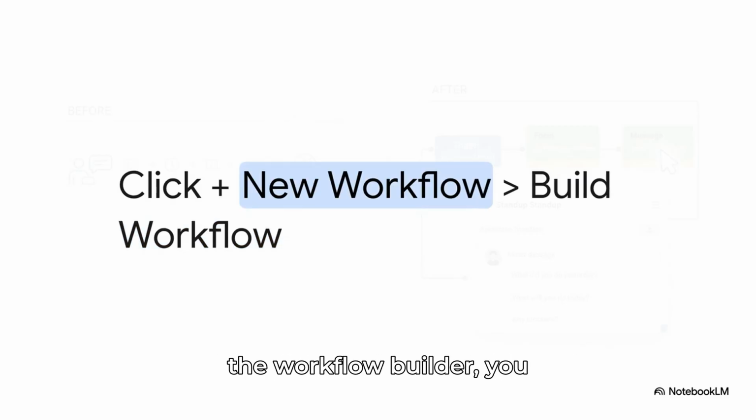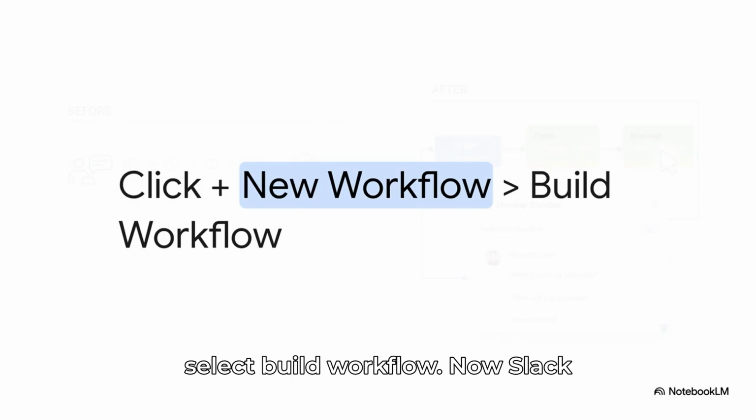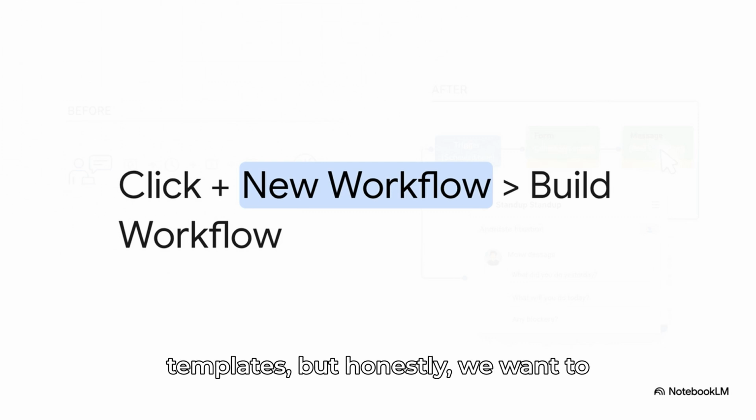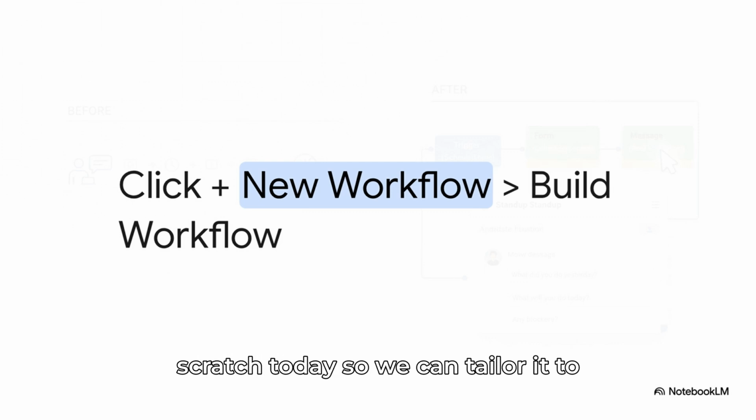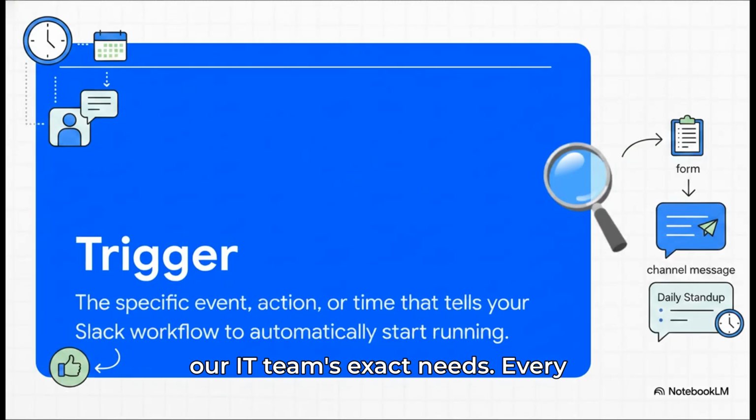Once you're in the Workflow Builder, you need to initiate the automation. Simply click plus New Workflow and select Build Workflow. Now, Slack does offer some genuinely great templates, but honestly, we want to build this completely from scratch today so we can tailor it to our IT team's exact needs. Every single workflow has to start with a trigger. It's just the specific event, action, or time that tells your automation to wake up and run. It's the when of your entire workflow.